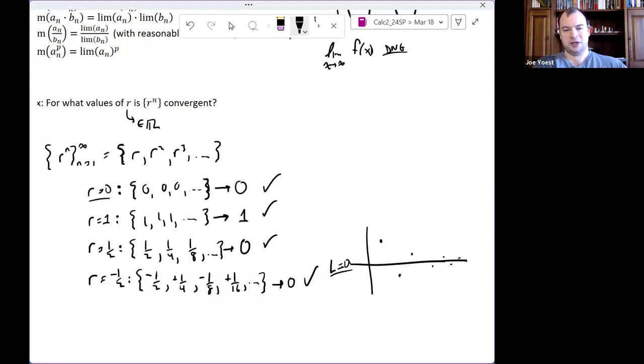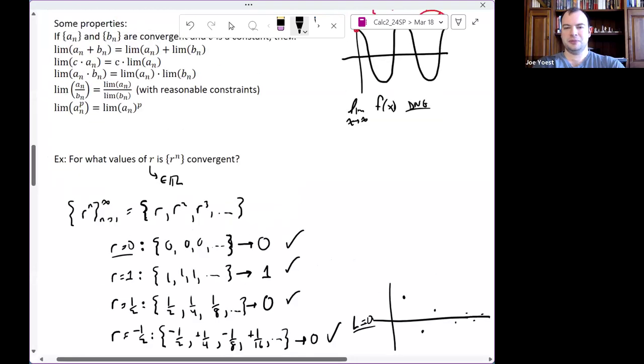Well, we did r equals 1 above. What about r equals -1? r to the first is -1, r squared is +1, -1, +1, etc. We have our first case where we don't converge. We say this diverges.